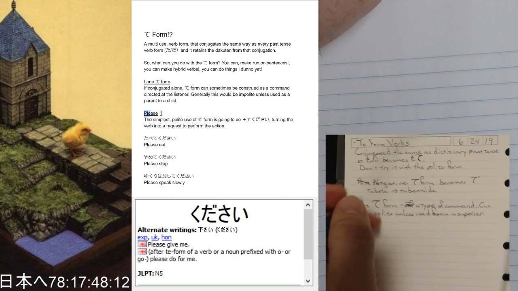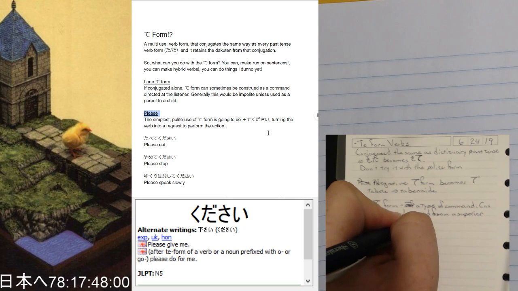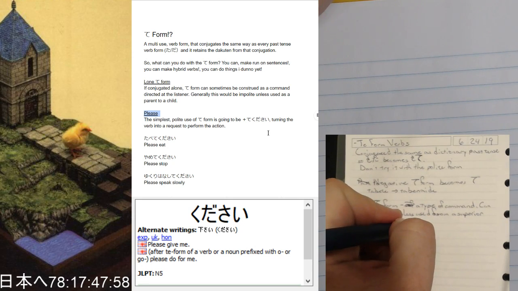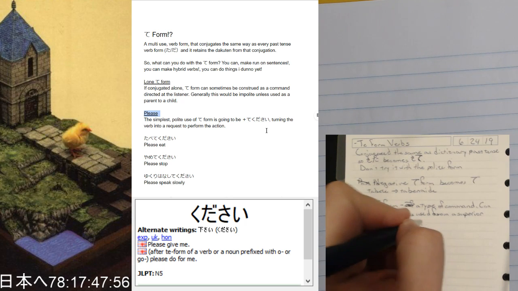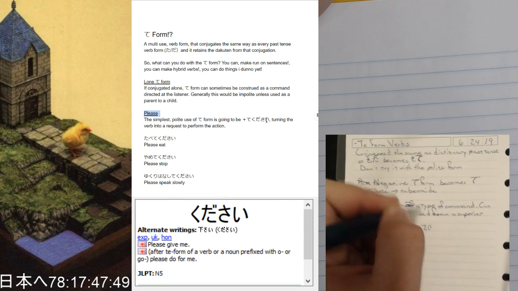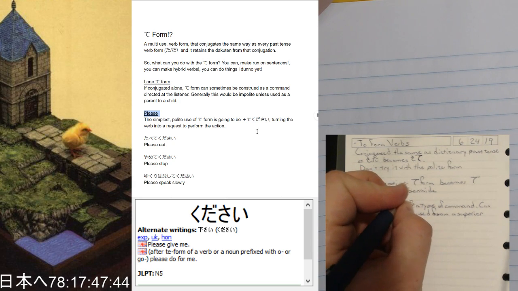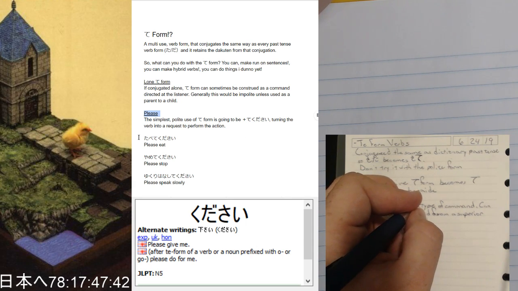And then there's te kudasai, please. You're just slapping kudasai onto the end of te form, and you're making it a polite way of commanding somebody to do something. You're not really commanding someone to do something. You're saying please. It's obviously the same way it is in English. It's up to the situation how much of a demand or a command it is.